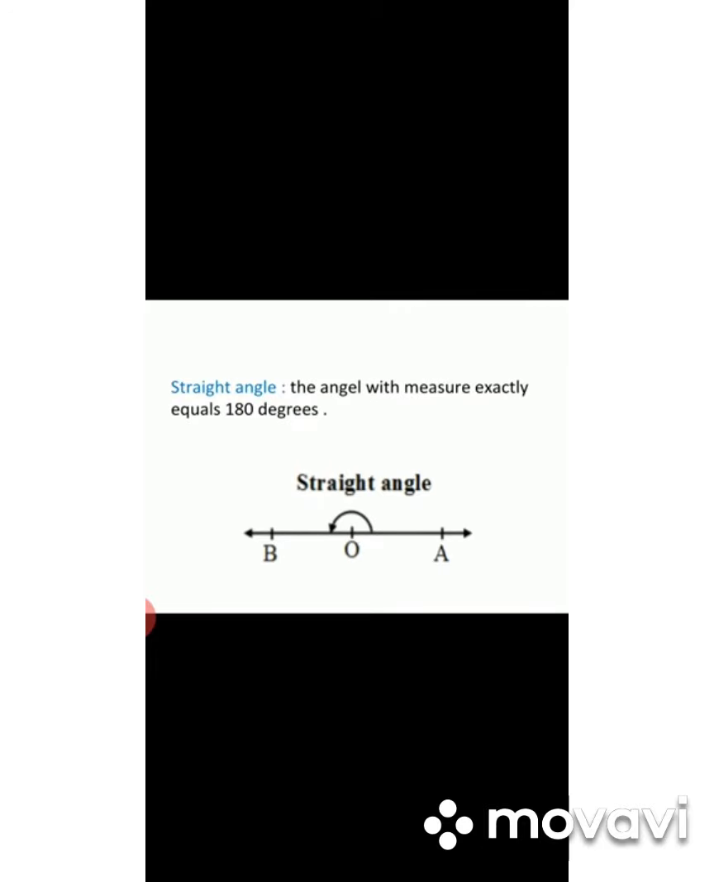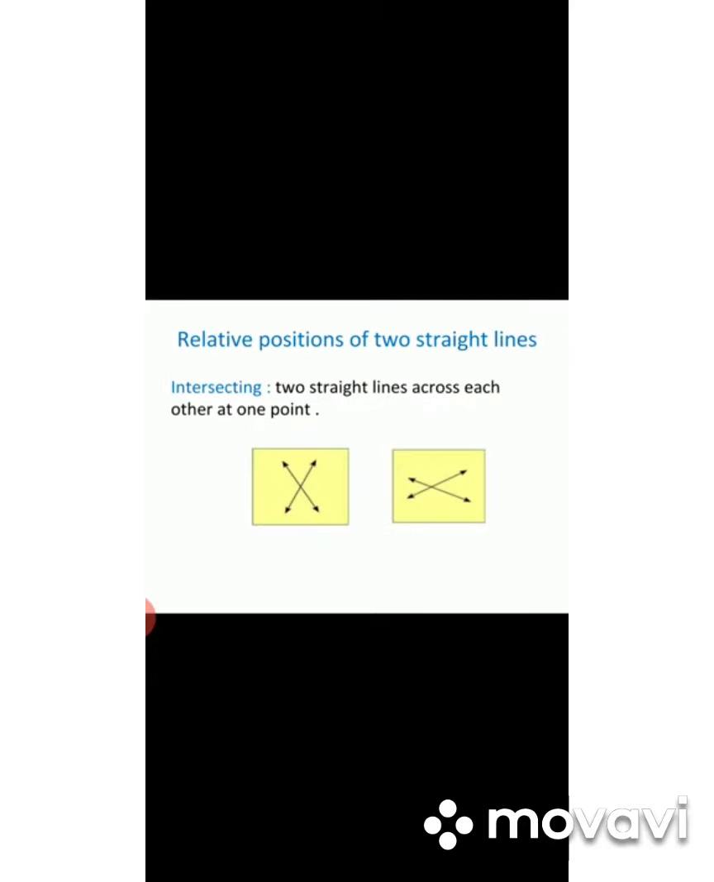Straight angle is the angle with measure exactly equal to 180 degrees. The form of a straight angle is like this figure, okay? The angle AOB is a straight angle. Its measure is exactly 180 degrees, okay? Like a straight line.